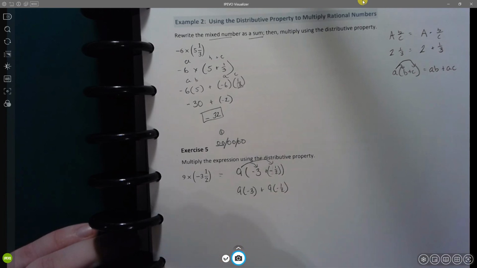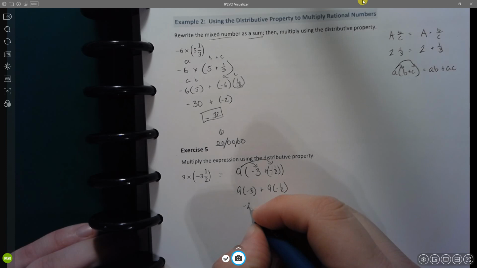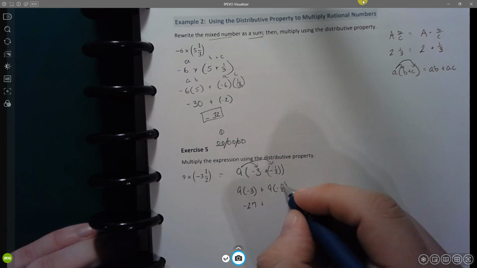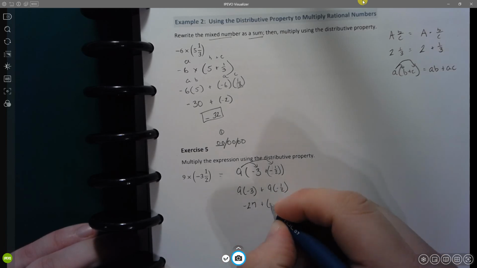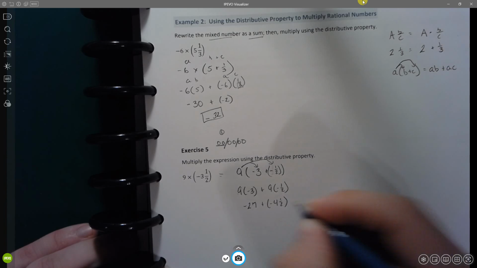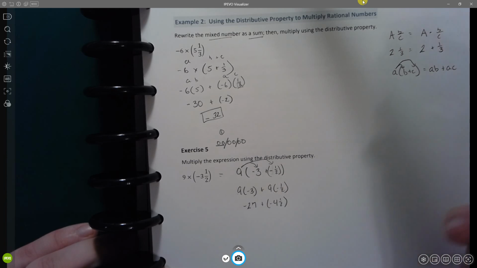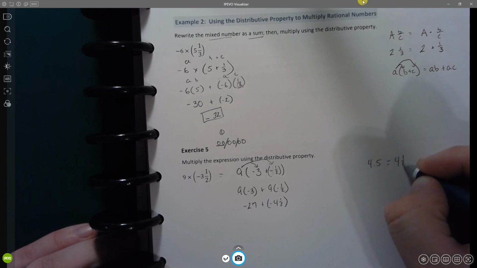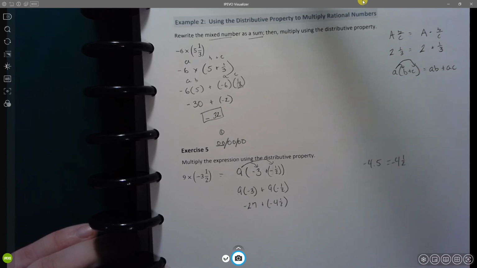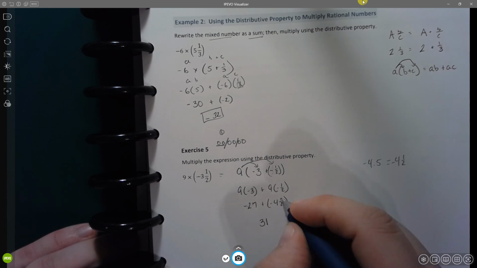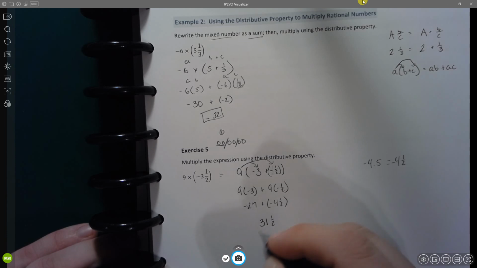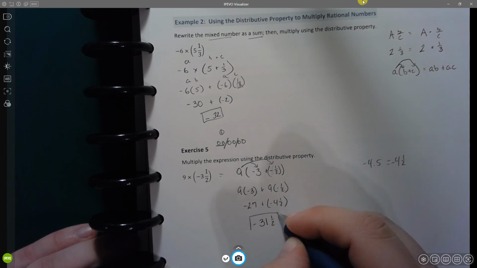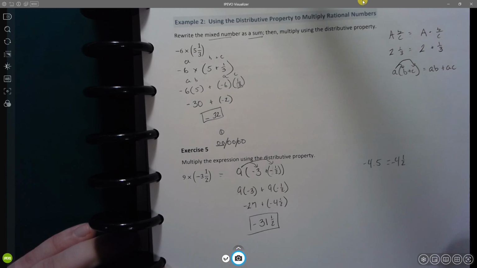Okay, so 9 times a negative 3 plus 9 times a negative 1/2. 9 times a negative 3 is a negative 27, plus 9 times a negative 1/2 is a negative 4 and 1/2. Okay, because half of 9 would be 4.5, which is the same as 4 and 1/2, and since they're negatives, it's negatives. So a negative 27 plus a negative 4 and 1/2. 27 plus 4 is 31, and the 1/2 comes down. Both numbers are negative, so my answer is negative. So negative 31 and a half.